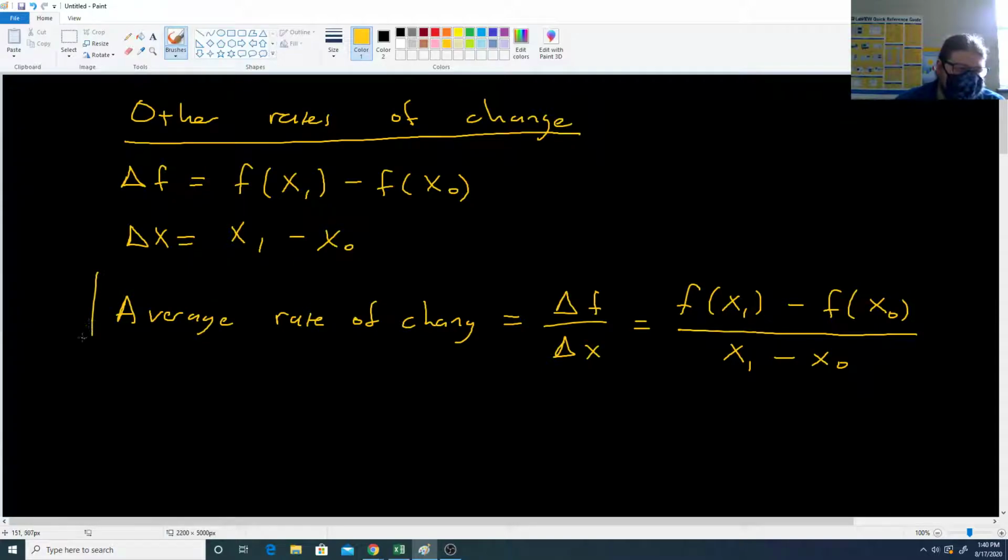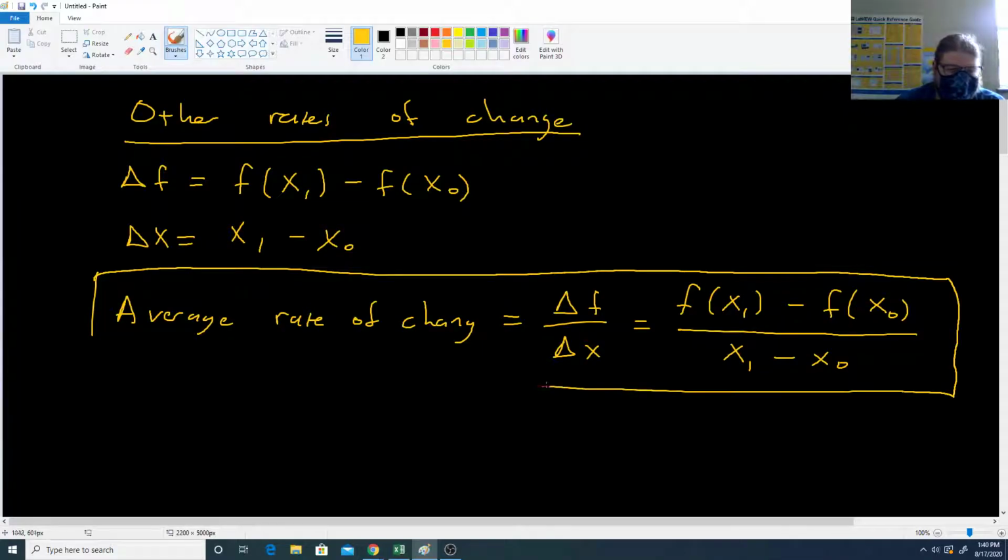So this is a slightly more general form. Instead of talking about velocities, we're now talking about rates of change. Whoops, need an E on it. And it can be any function f now, and x can be anything. It doesn't have to be time.